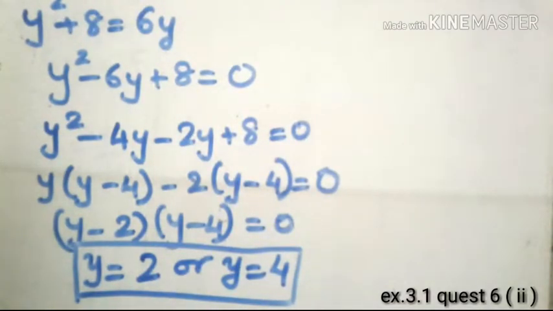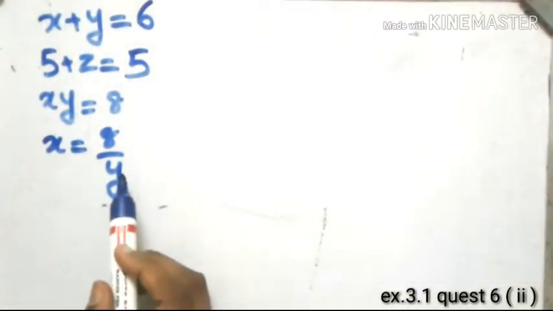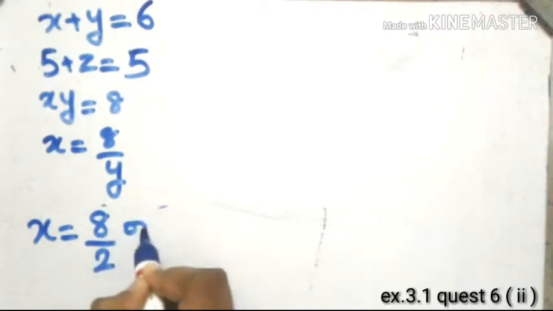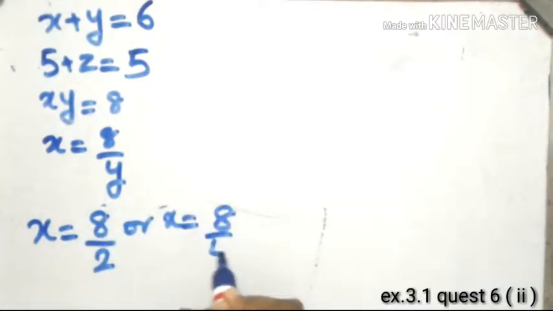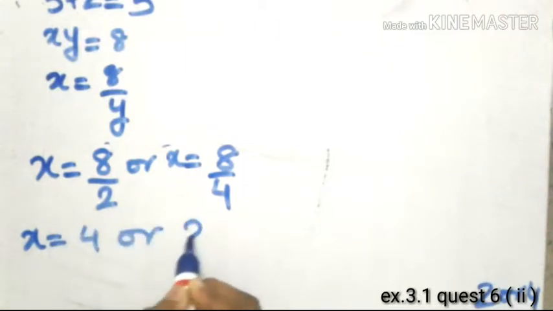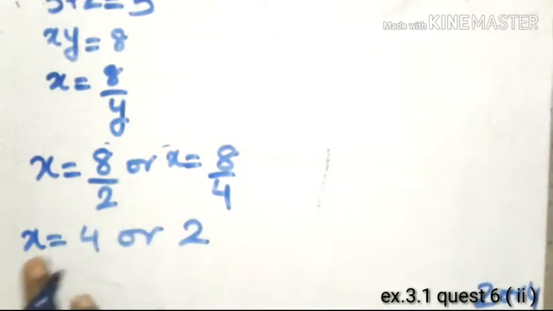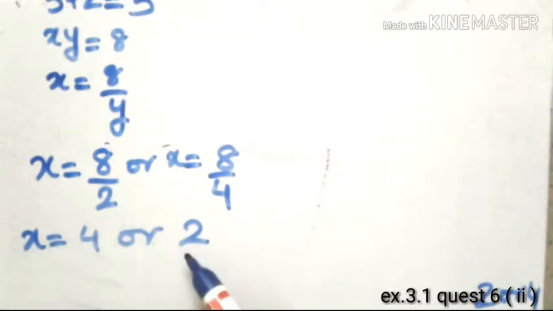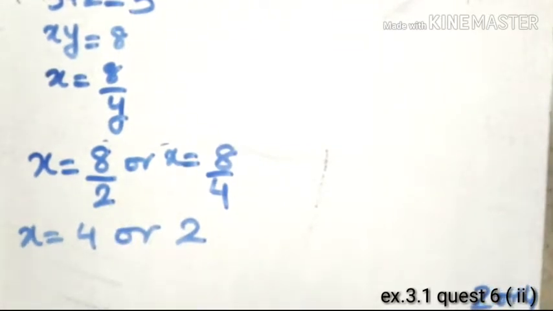Now let's find out the value of x. So I'll substitute the value of y in this equation. So I'll get x as either 8 by 2 or 8 by 4, because there were 2 y values, which means my x will be either 4 or 2. So just don't confuse that when x is 4 then y can be 4. No, that's not the case. When x is 4, y will be 2, and when x is 2, y will be 4. Just be clear with that. Now these values we need to substitute and get the value of z.